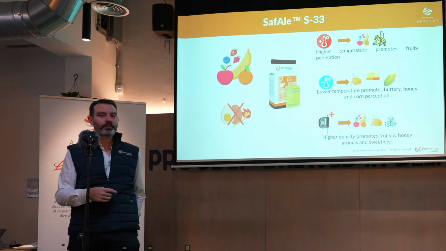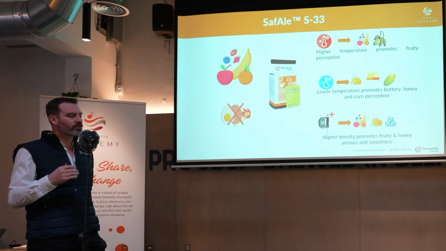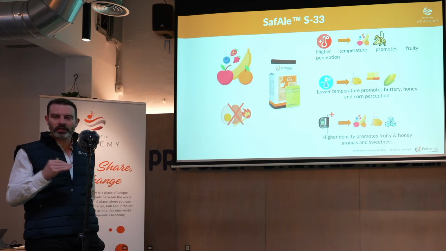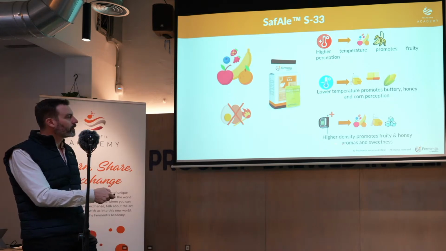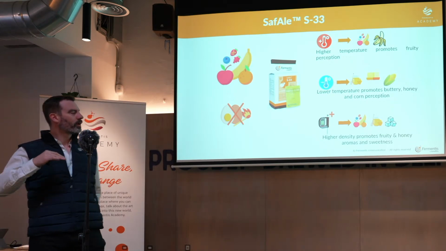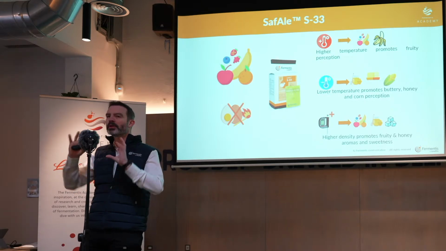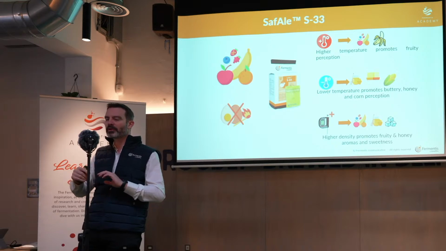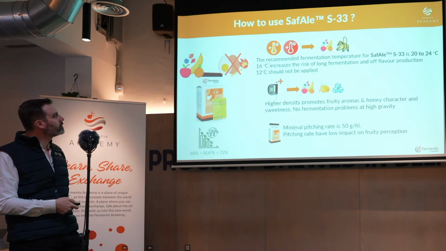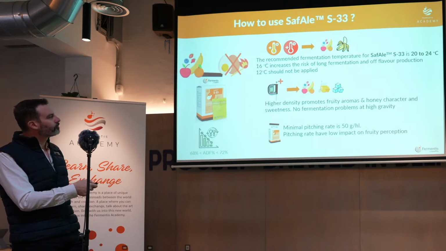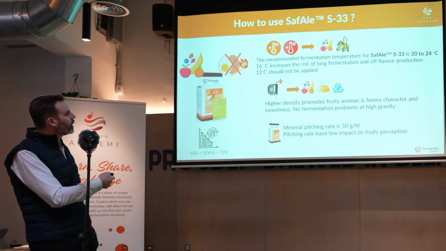So here, higher temperatures tend to promote fruitiness. Lower temperature tends to make your beer not that good. So again, with that yeast, it's better to be at 20 degrees Celsius or higher. And we have a really strong correlation with the extract, the density. So, for example, if you want to make a really full-bodied beer, very complex and high in aromatics, you go higher in extract, and you get that very easily. And how to use it: between 20 and 24 degrees Celsius for S33.